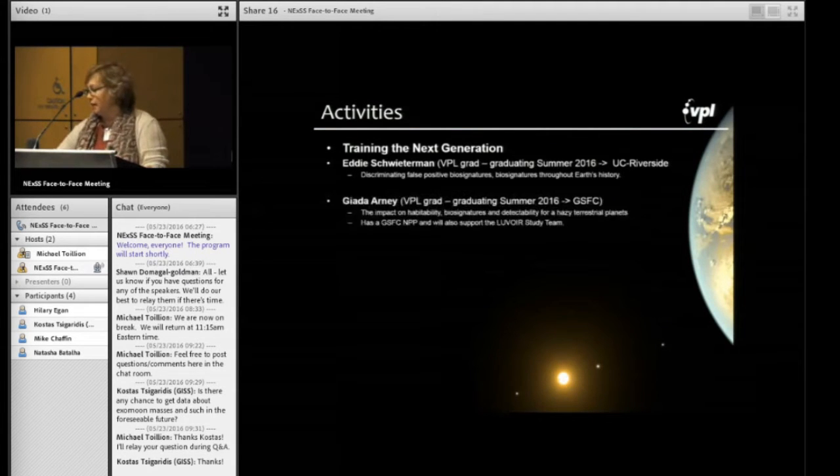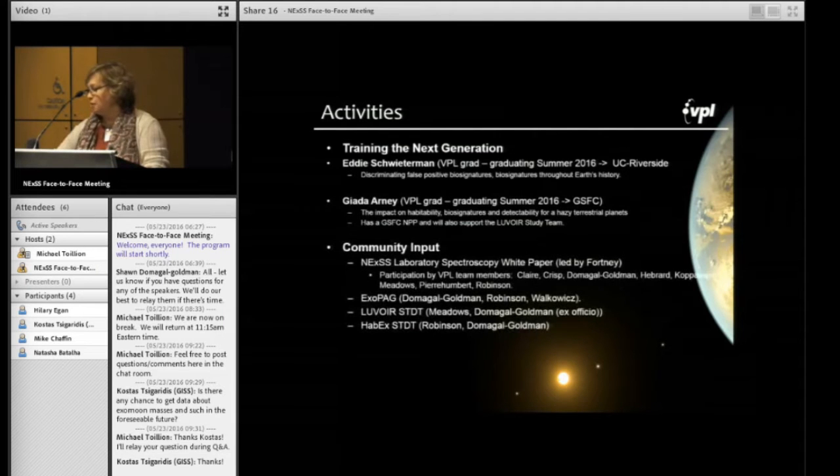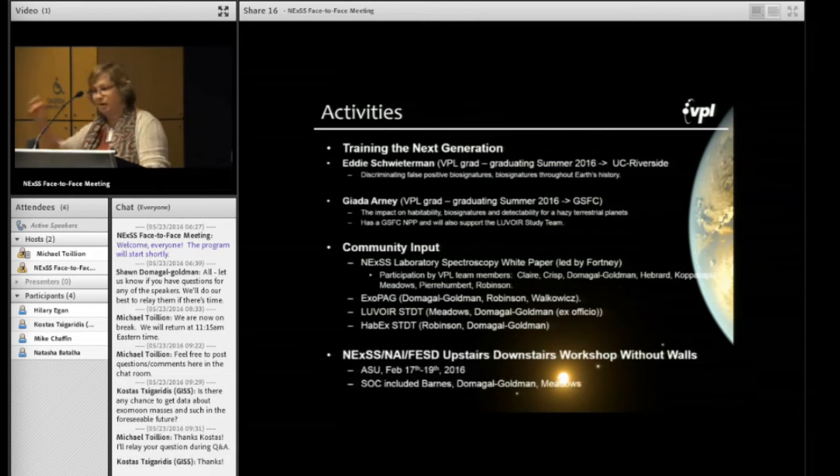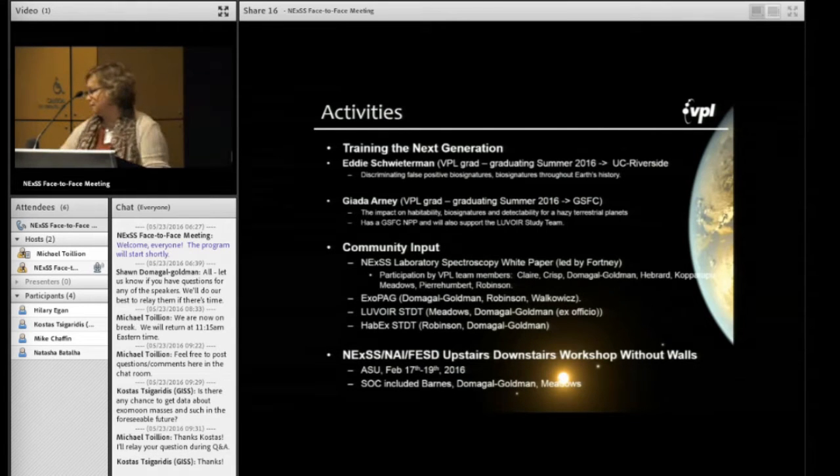I talked about Eddie, I talked about Jada. On community input, we helped with the laboratory spectroscopy white paper. We have team members who have infiltrated Exoplag, the Louvois STDT, and the Habex STDT, so we're helping out with our expertise there. We were participants in organizing and also attending the upstairs-downstairs workshop.